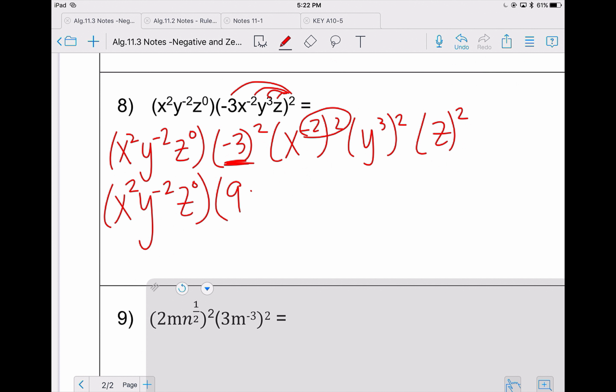These are piggybacked, so we multiply. Negative 2 times 2 is negative 4. Piggyback, so we multiply. 3 times 2 is 6. And then z is squared.